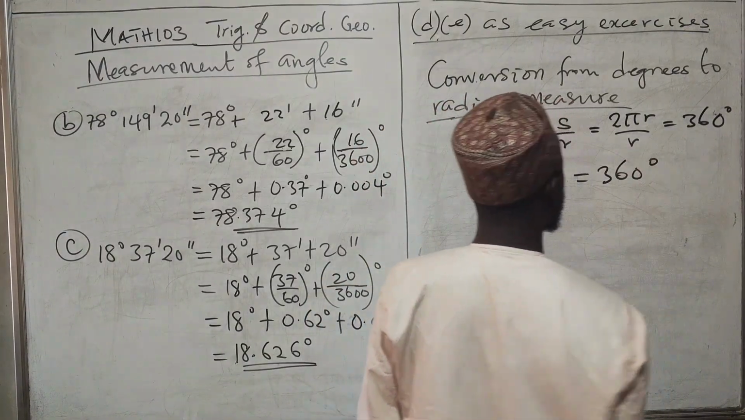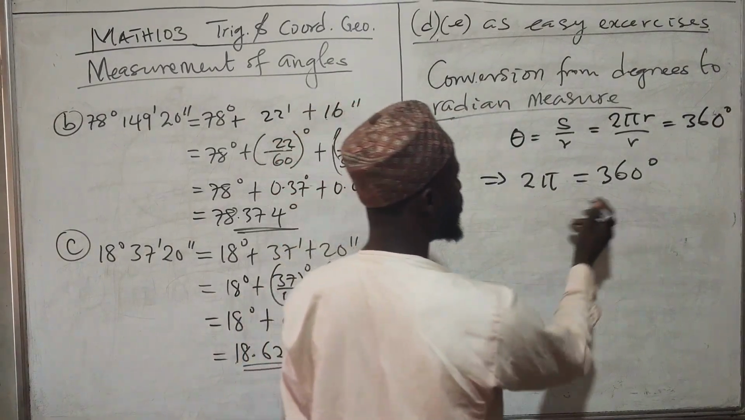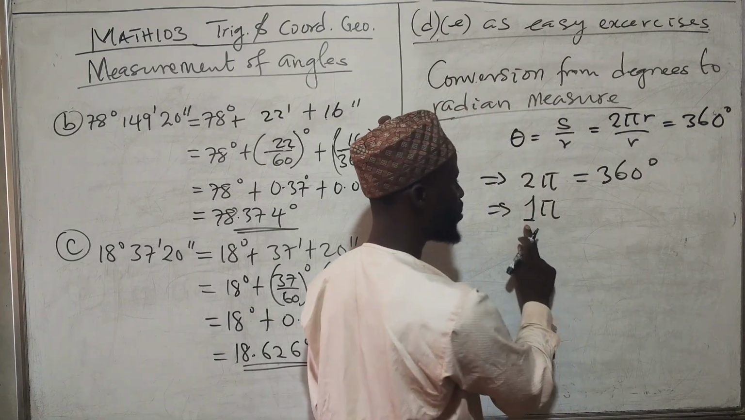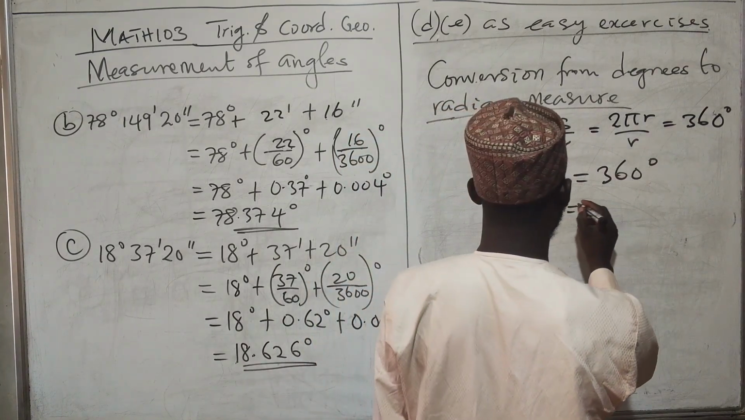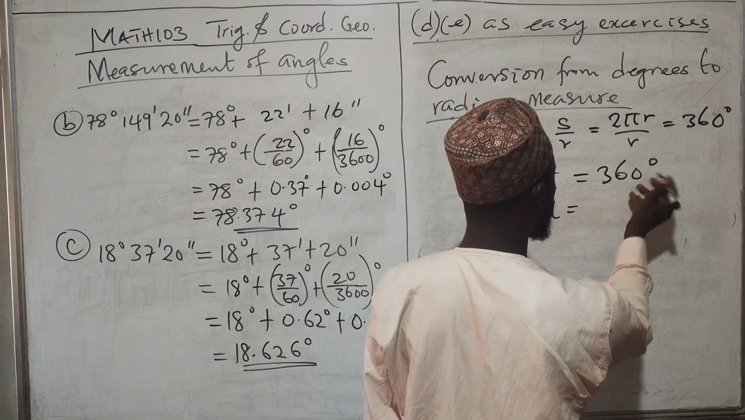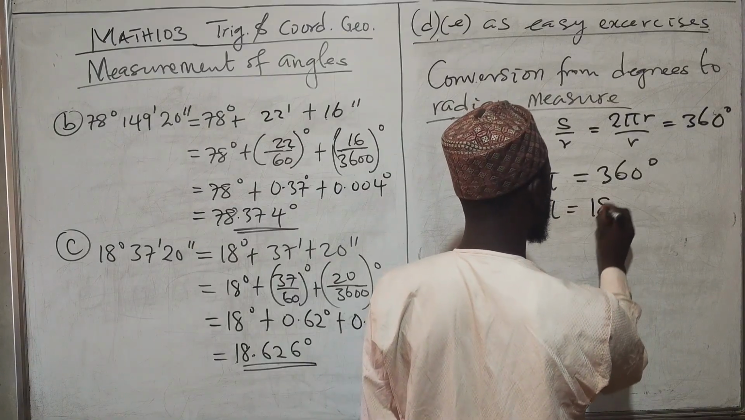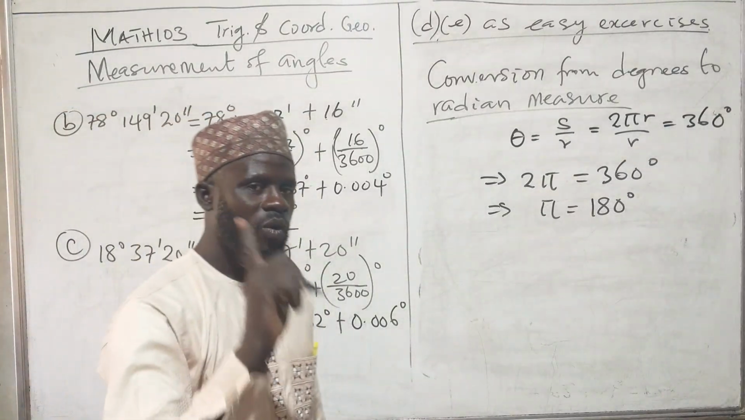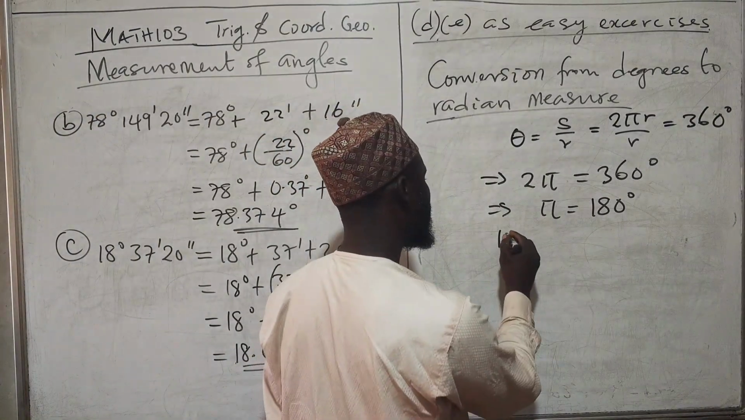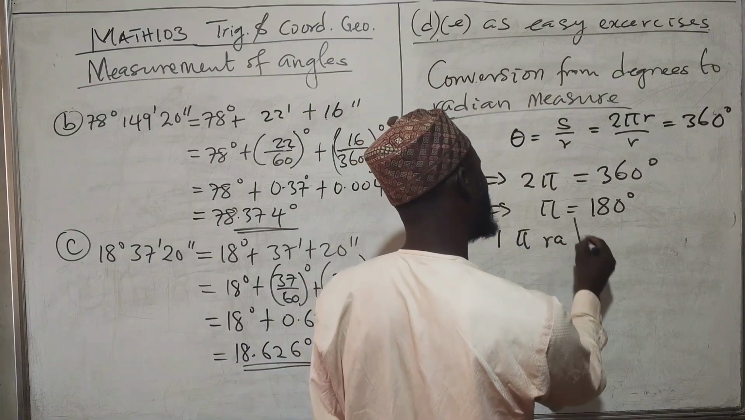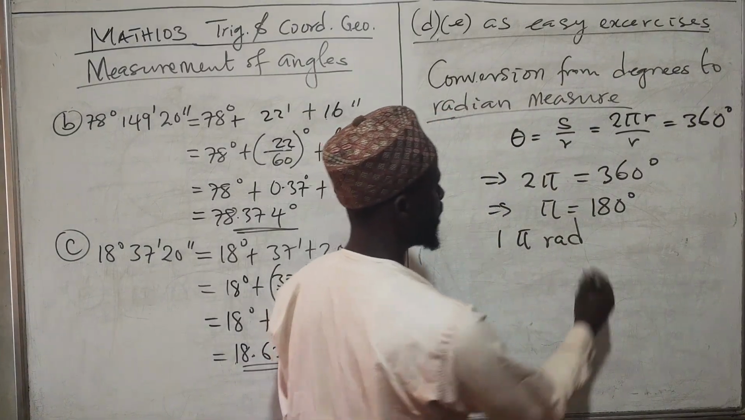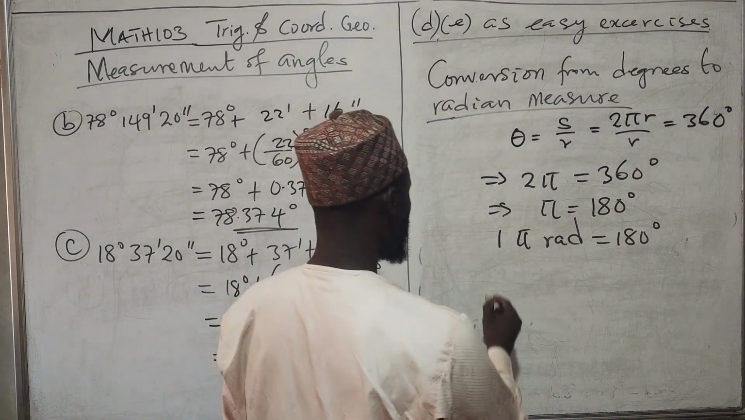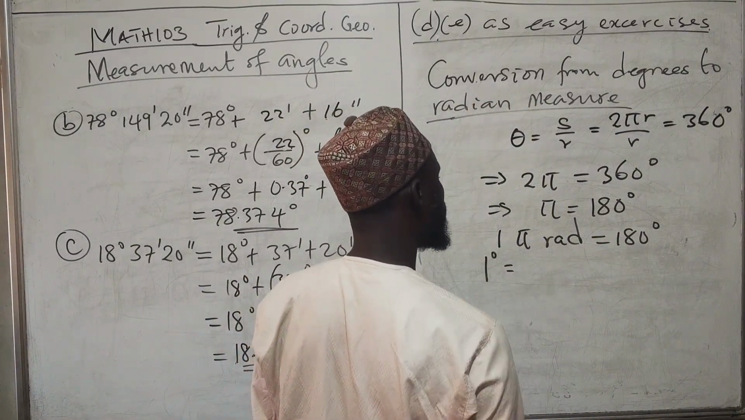Meaning, dividing both sides by 2, you have pi. 1 pi is equal to 360 divided by 2, and that is equal to 180 degrees. Meaning, one pi in radian measure, that is how we write it, is equal to 180 degrees. So 1 degree is equal to pi over 180.